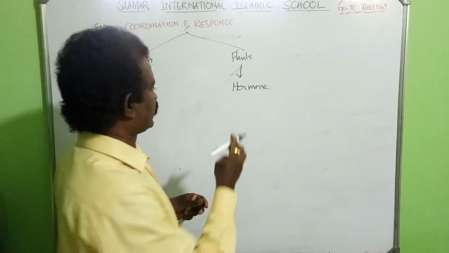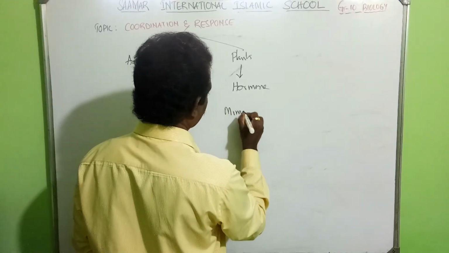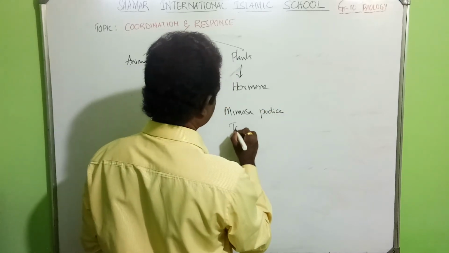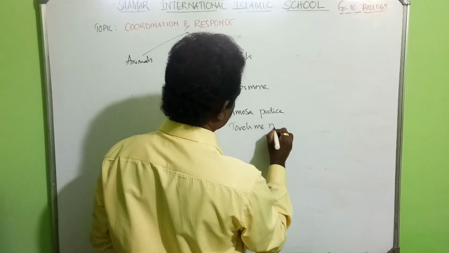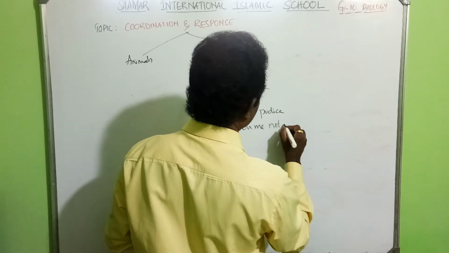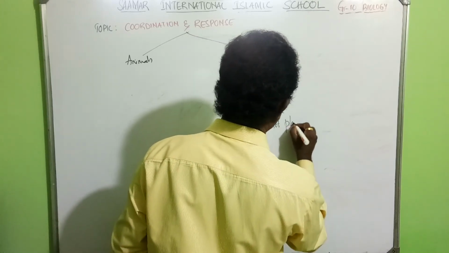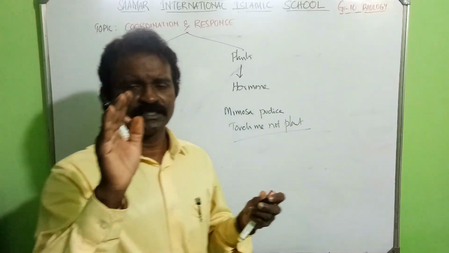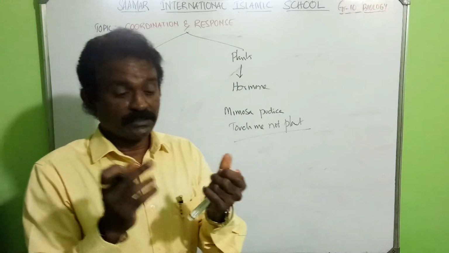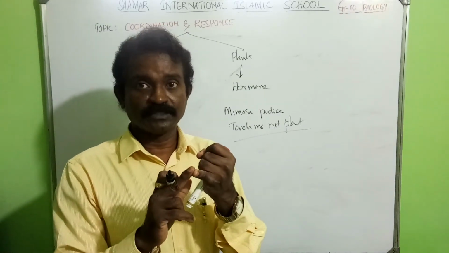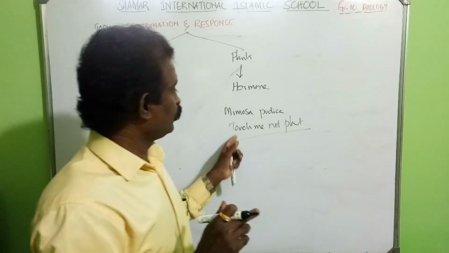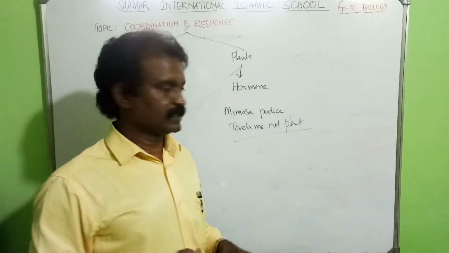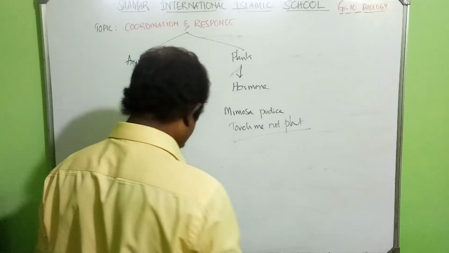Now, for example, the touch me not plant, Mimosa pudica. Here if you see Mimosa pudica, that's the touch me not plant. If you just touch the leaves, they try to close. That means it's not having a nervous system, it's not having a brain or spinal cord. Correct. But how is this getting connected? That's because of the hormone present in the plant. Is it clear? Now, we'll see some hormones in the plant.